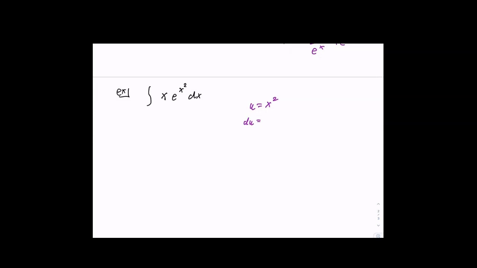2x dx. Yeah. Okay. Then, therefore, 1/2 du equals x dx. Very good. We now get what? 1/2 on the outside of the integration sign. And then would you have dx squared? No.